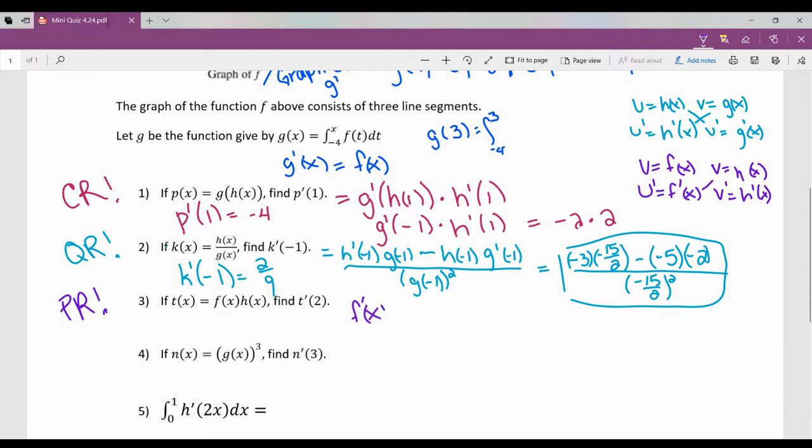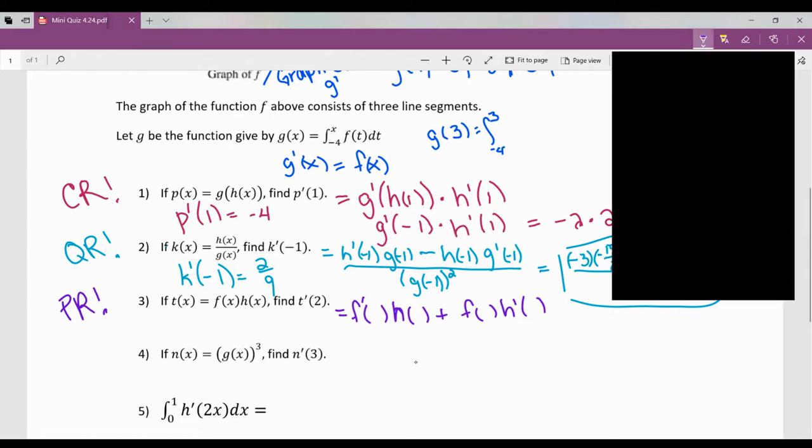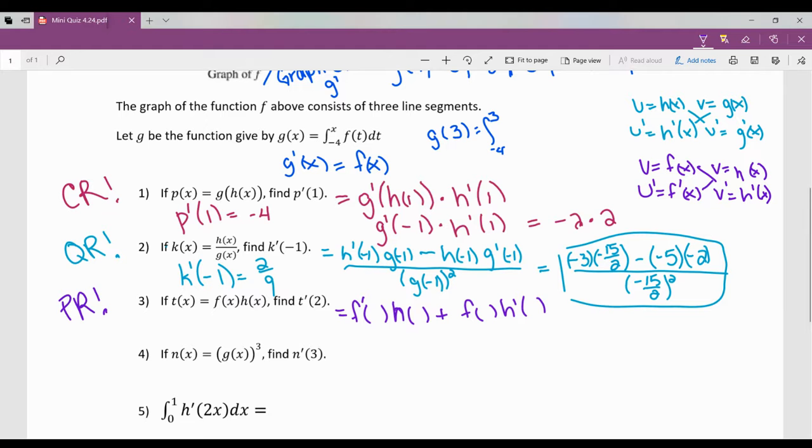So f prime of x times h of x plus f of x times h prime of x. Okay, but now it's at 2, so I'm going to erase all the x's and put in a 2 there, just so that I have space to do it because we've got a lot going on.